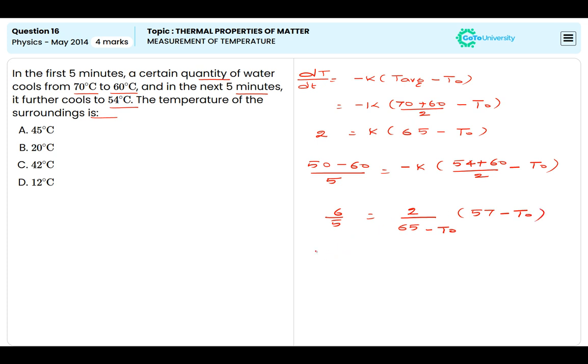Then if I simplify this one, this becomes 390 minus 65 T naught is equal to 57 minus 10 T naught. Then 4 T naught is equal to 180 degrees centigrade, and T naught is equal to 45 degrees centigrade. So option A is the right answer.